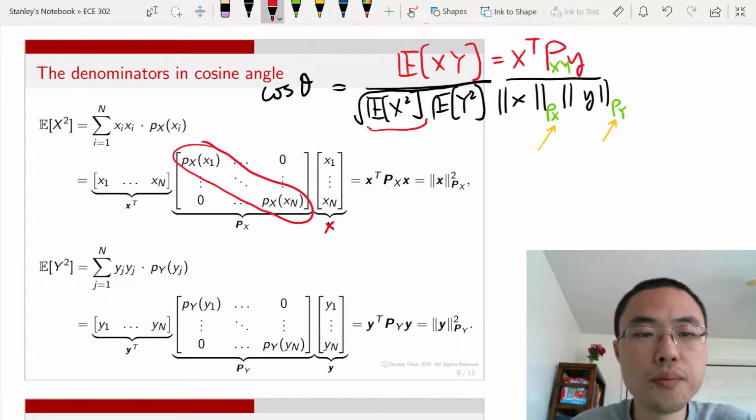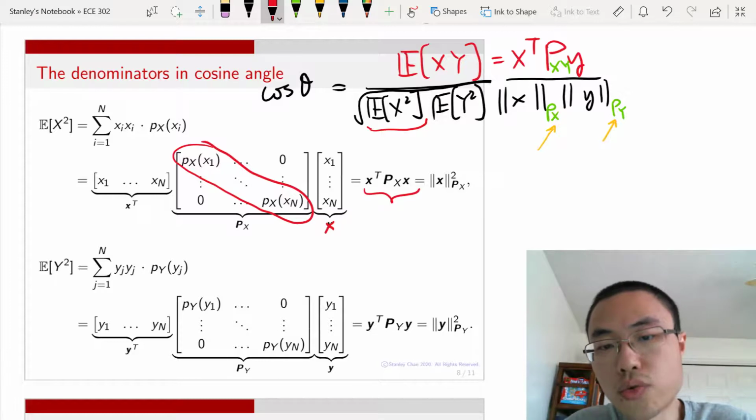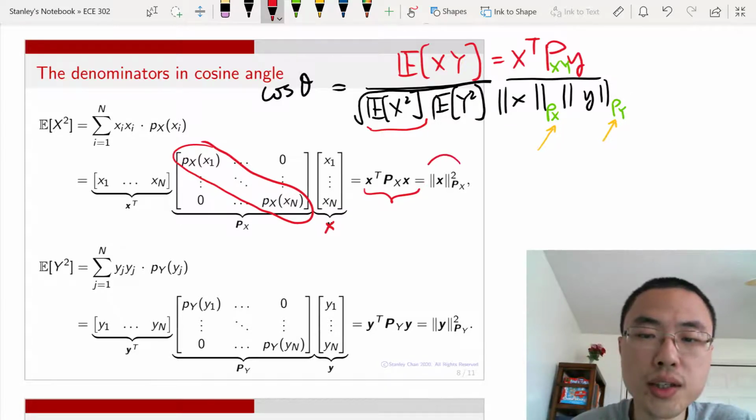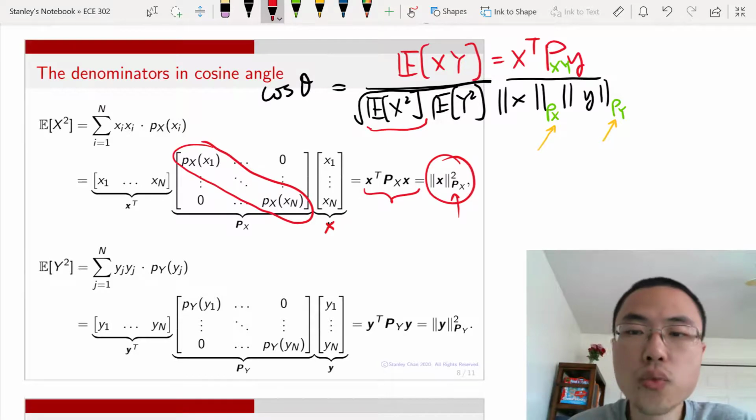If I do this matrix-vector multiplication, I will be able to recover this summation, because you can follow this calculation: px1 times x1, px2 times x2, and so on. You sum them up, and you will get to this summation. Now, this can be written as the matrix-vector multiplication of x transpose Px and x, and we can define it as the norm square with a weight. The weight would be this Px, and that's why we have this Px here and this Py here.